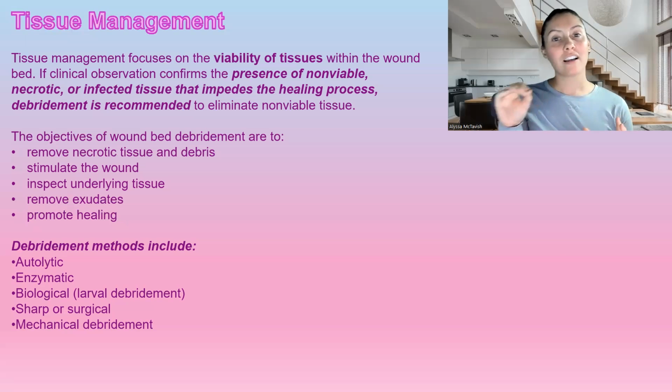So what type of debridement methods are there? Now there's autolytic, enzymatic, biological, sharps, surgical, and mechanical debridement. If you would like to know more information about this, I'll have a link just up above here. There's a video of all the different debridement methods, and I can also put the link in the description.